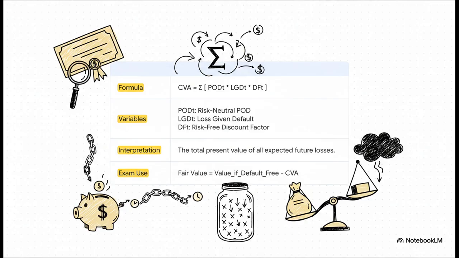Okay, so the CVA, this is where the magic happens. Think of it as the total present value of every expected loss in the future. It's basically the market's official price tag for all the credit risk packed into that bond. So, to get the fair value, it's simple. You take what the bond would be worth if it were risk-free, and you subtract the CVA.